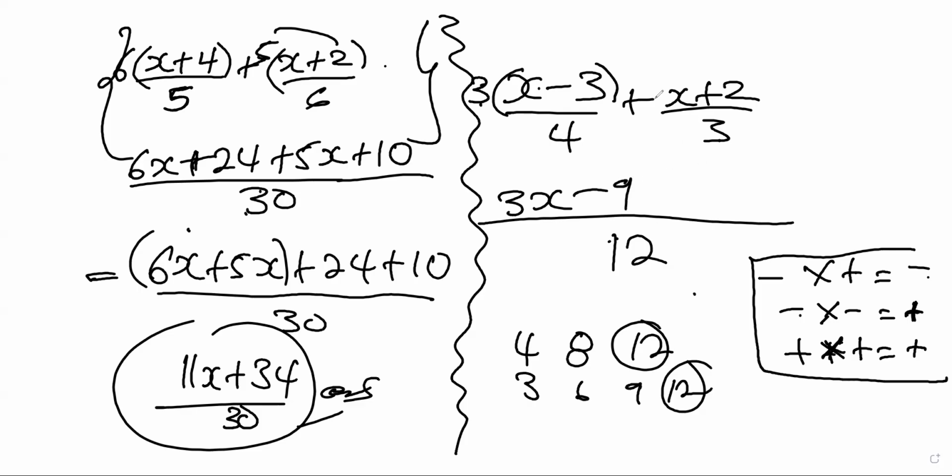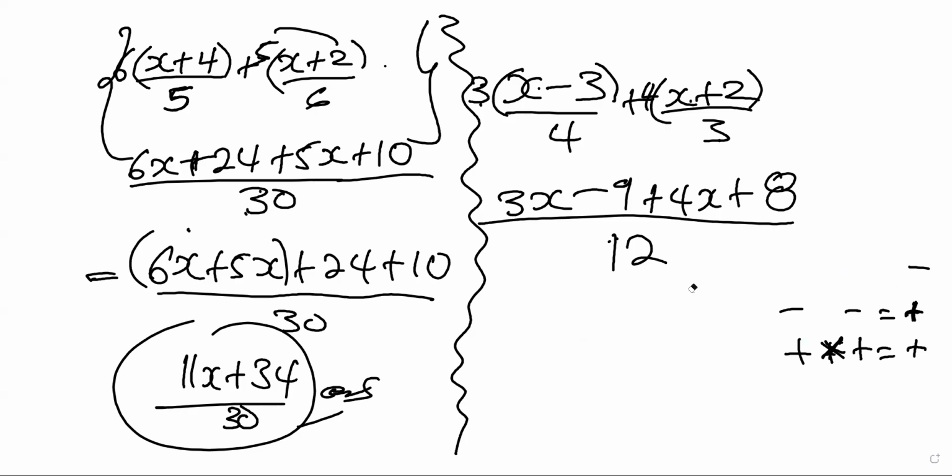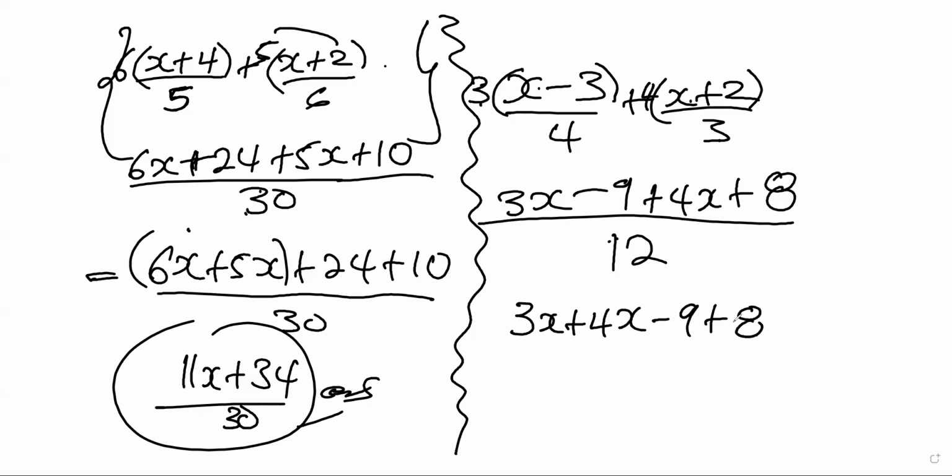We do the same thing, 3 into 12, positive 4. 4 times x, 4x. 4 times 2, 8. Could group and simplify now. Remember the signs, some are negative, some are positive. So look out for those, please. So let's group. So it's 3x plus 4x minus 9 plus 8.